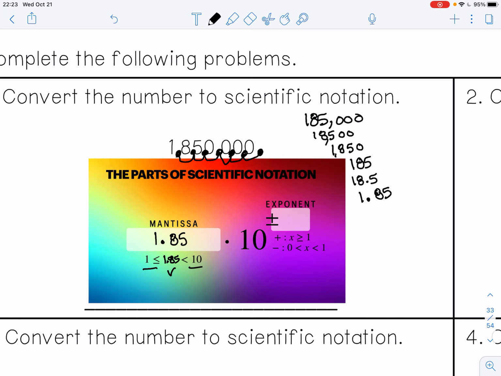1.85. Okay? So notice that we're just moving the decimal to create our number between 1 and 10. All the scientific notation problems will always have a mantissa that is between 1 and 10. We're creating that to happen. We're forcing it to happen. Okay? So now that we've done that, we can deal with our exponent.